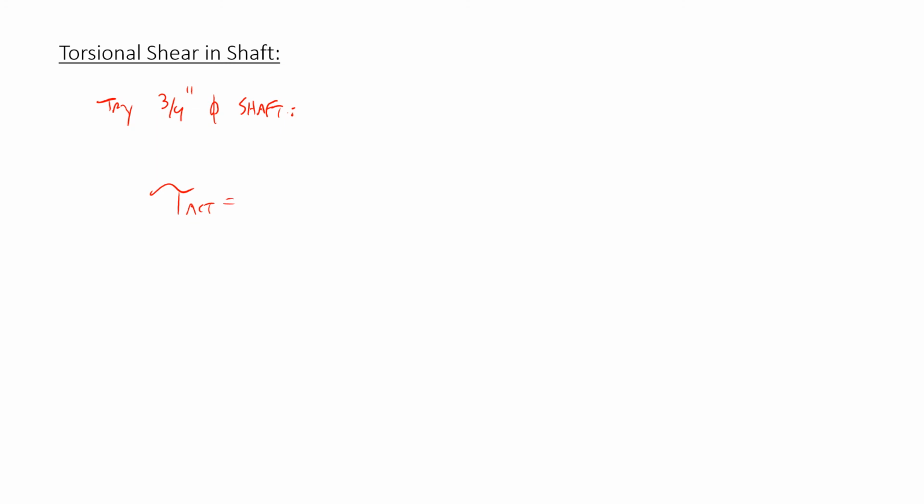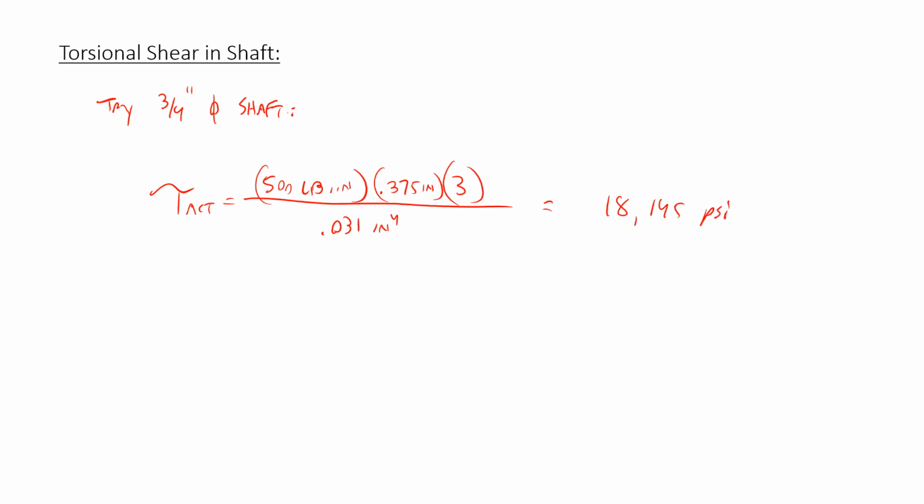Now, this is an easy thing because all we got to do is recalculate that stress using different numbers. Now, the torque value stays the same. What's going to change here is, of course, our C value. So now we're going to go 0.375 inches for C. Remember, that's the radius. K sub T is going to stay the same at 3. Our J value is now going to change, so we'll recalculate J based on the 3/4 inch diameter. And what you get here is 18,145 psi, so that's our actual stress.